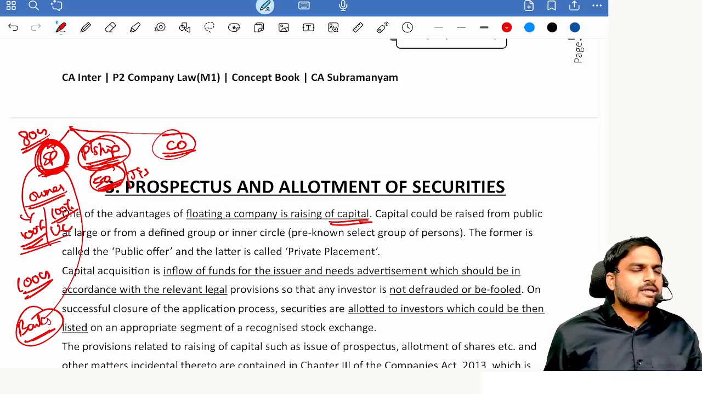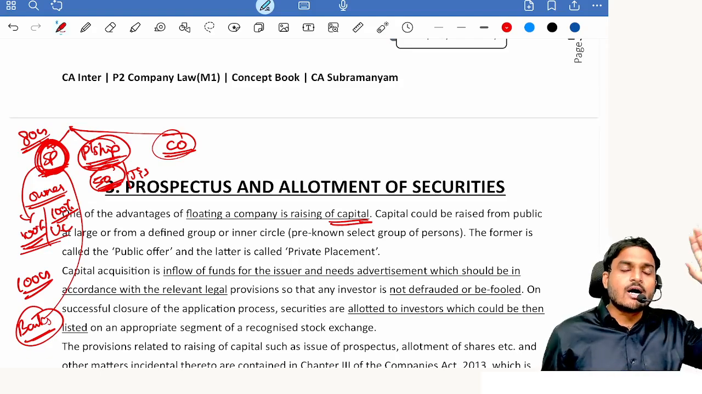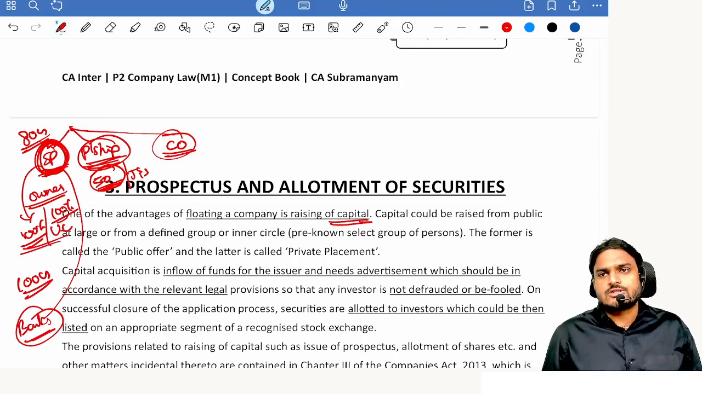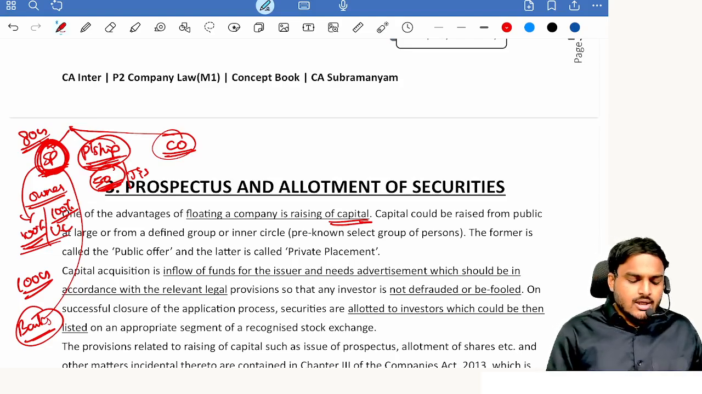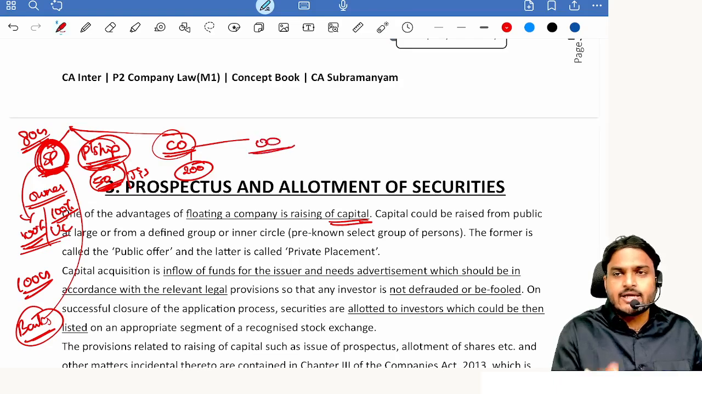That means, one partner is not only liable for his share of deficiency, he is also liable for a share of other partners in case other partners become insolvent. Other partners' deficiency, other partners' share in deficiency. Getting my point, students? Now coming to company. So here, in private company, it can have up to how many members? 200. In case of public company, it can have unlimited number of members.